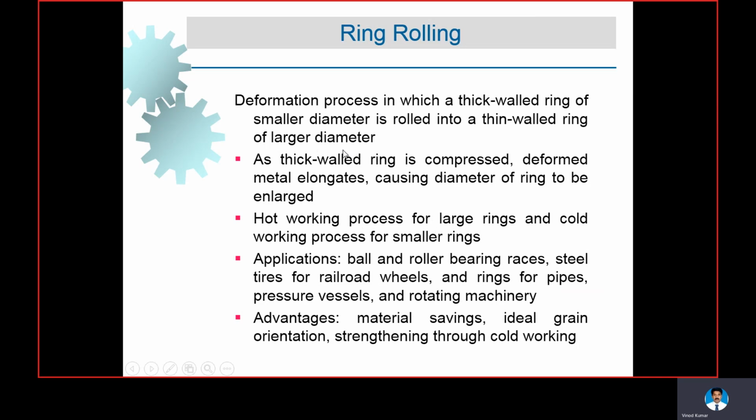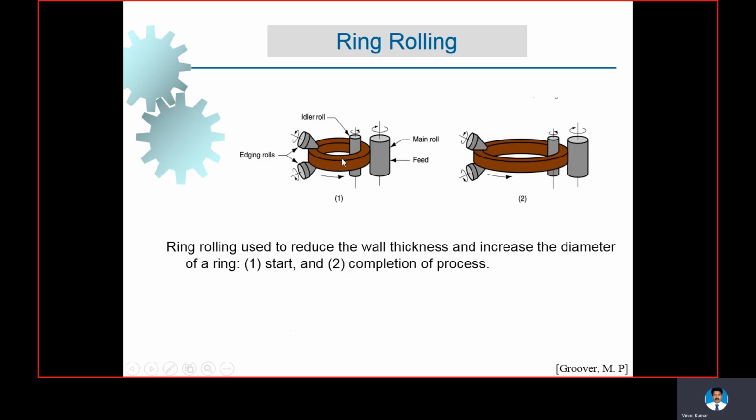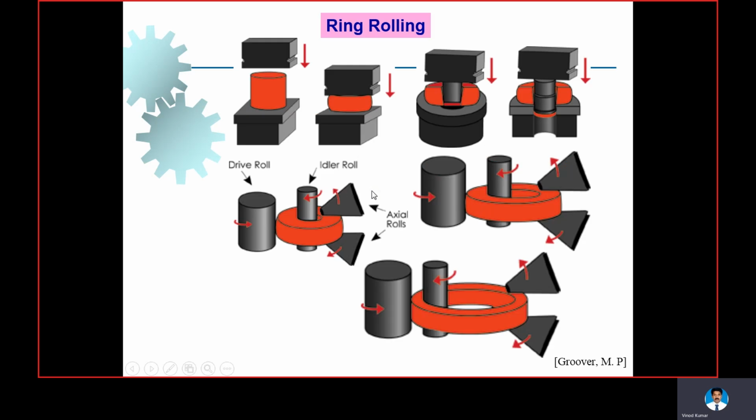Where do we use it? We use it to produce ball and roller bearing races, steel tires for railroad wheels, and rings for pipes, pressure vessels, and rotating machinery. These are the applications of ring rolling. As you can see here, there are rolls, a main roll supported by an idler roll, and as they rotate in opposite directions, the diameter of the ring will increase and its thickness reduces. This is called the ring rolling process.